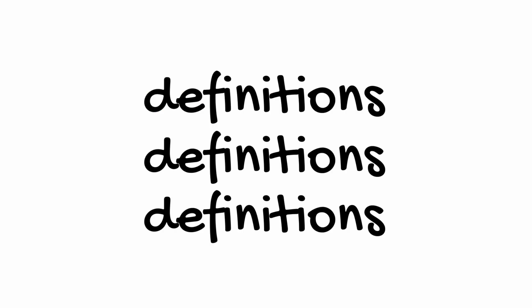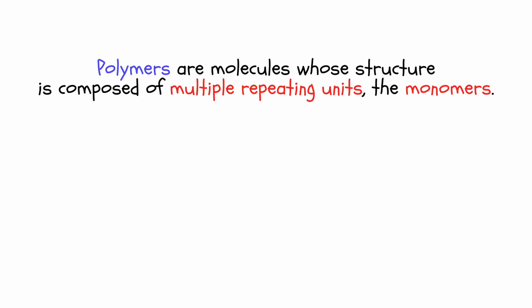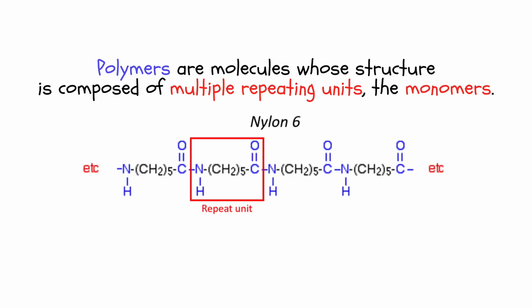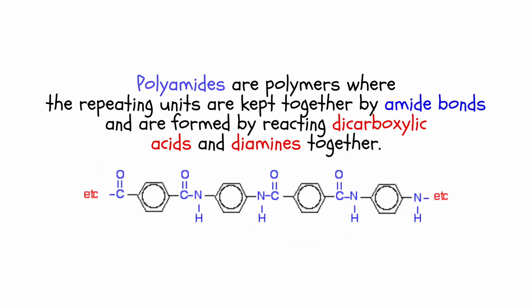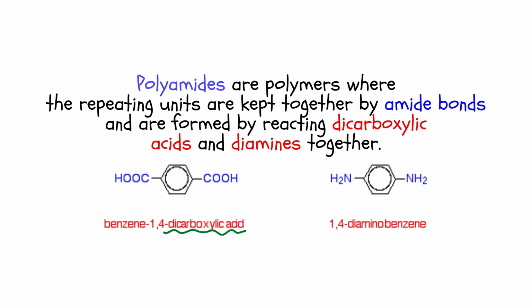First things first, let's talk about some definitions. Polymers are molecules whose structure is composed of multiple repeating units, the monomers. While polyamides are polymers where the repeating units are kept together by amide bonds and are formed by reacting dicarboxylic acids and diamides together. With those definitions in mind, let's begin with our first polyamide, nylon.